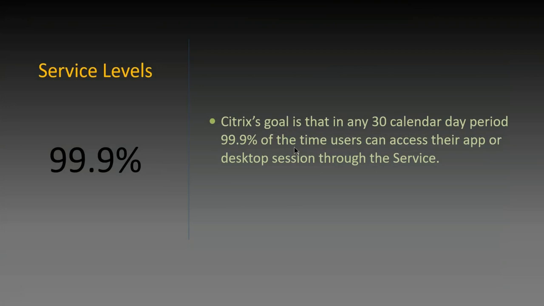One is the service level goal. There's a goal that Citrix is dedicated to reaching if possible, and that's going to be 99.9% uptime. They're looking to ensure that within any 30 calendar day period, 99.9% of the time, your users will be able to access the applications and desktops that you have given them.